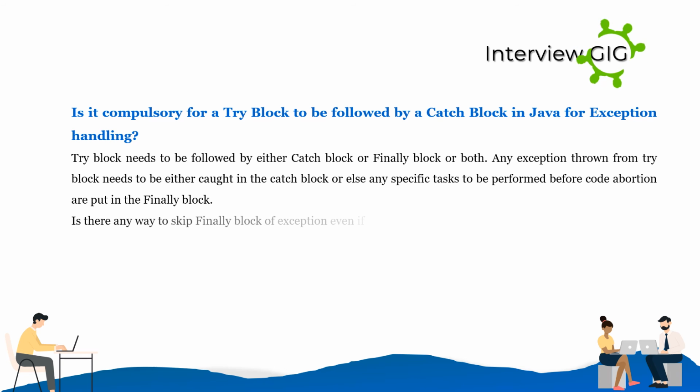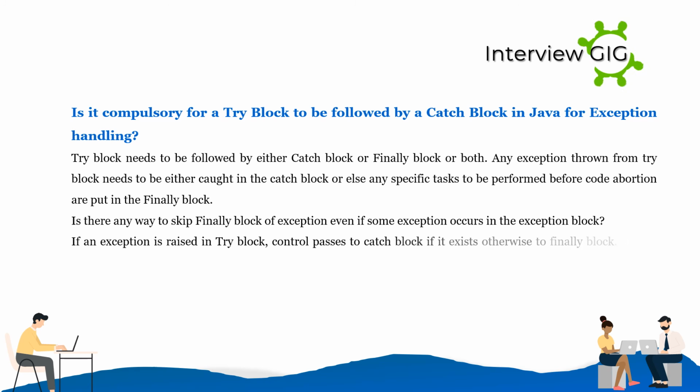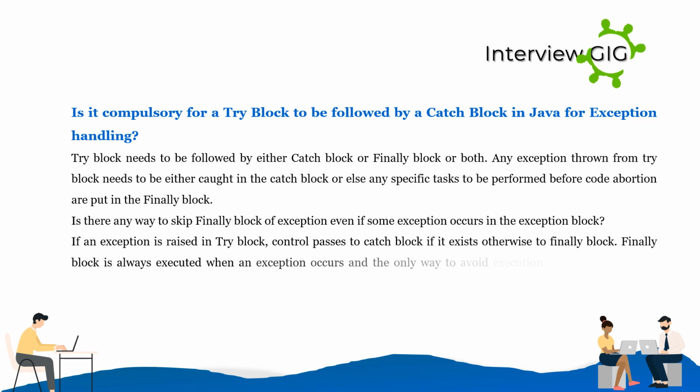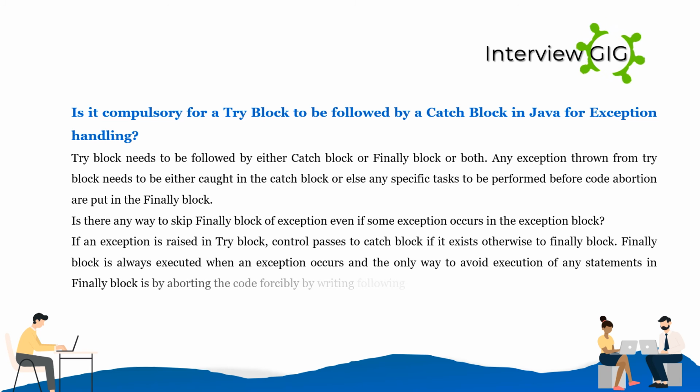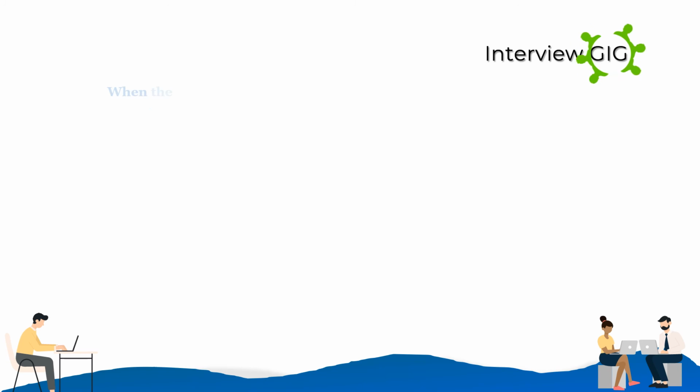Is there any way to skip finally block of exception even if some exception occurs in the try block? If an exception is raised in try block, control passes to catch block if it exists, otherwise to finally block. Finally block is always executed when an exception occurs and the only way to avoid execution of any statements in finally block is by aborting the code forcibly by writing following line of code at the end of try block. System.exit 0.